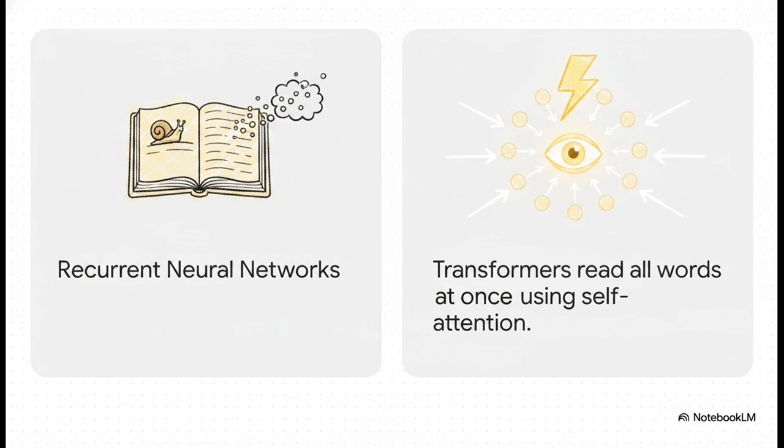It allows the AI to look at every single word in an entire sentence simultaneously. By paying attention to everything all at once, it grasps the full context flawlessly.